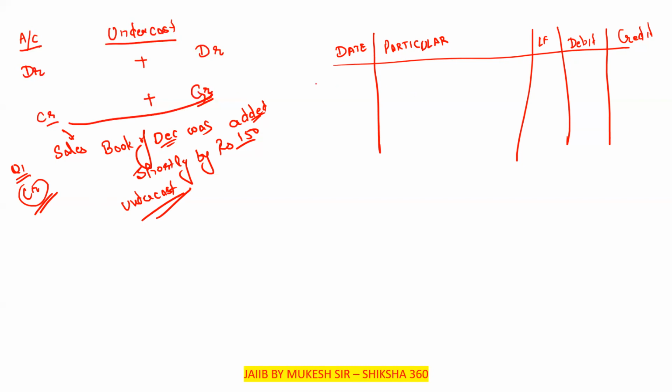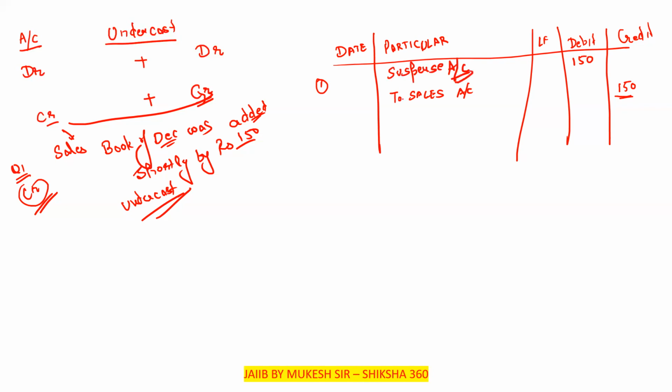I will write it here: date, first point. To sales account, credit, 150. If we leave the entry at this point, the credit side has 150 rupees more, but the debit side is the same. So it leads to a mismatch in the balance. So we have to debit the same amount somewhere, and what we debit here is the suspense account.